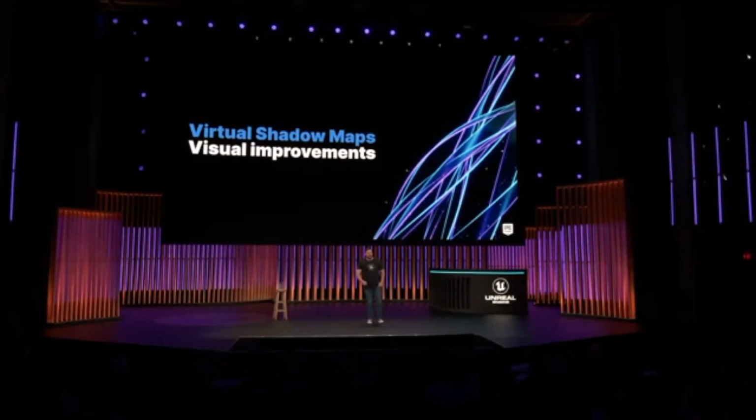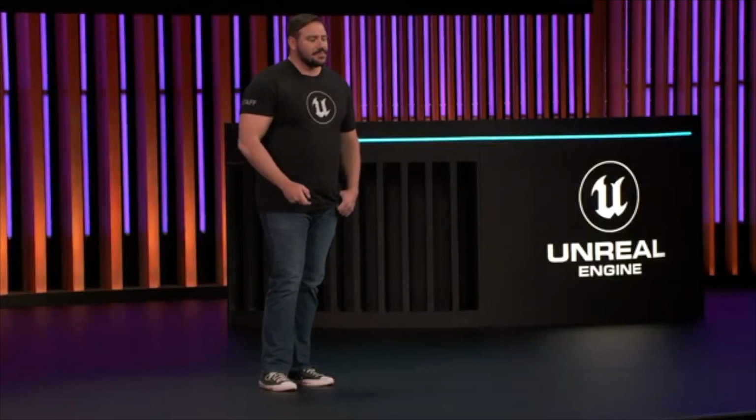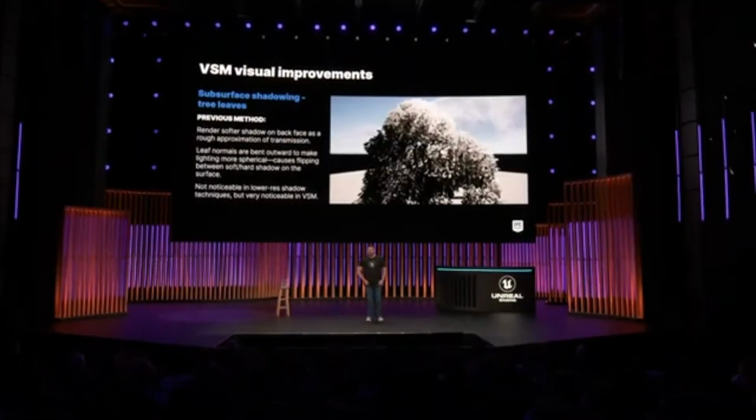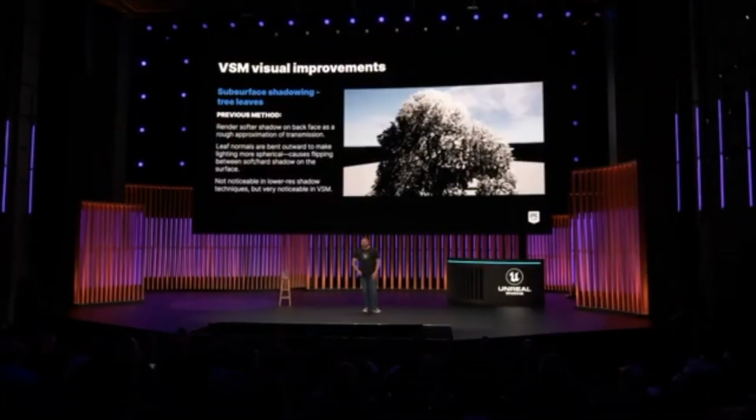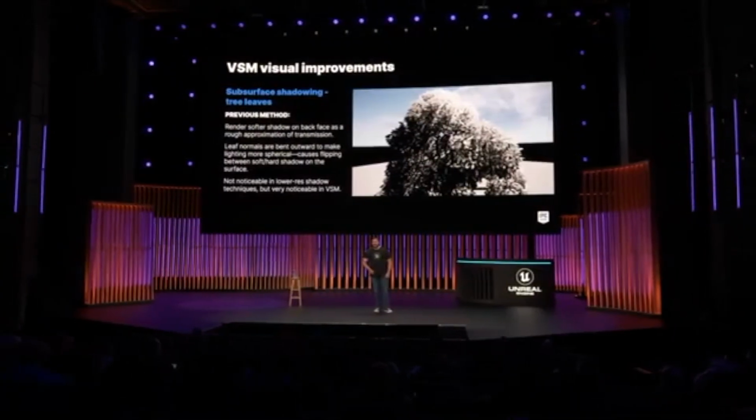Here are some of the things we did to improve the visual fidelity of virtual shadow maps. One thing that we improved was the shadowing of subsurface materials like leaves. Previously, we were rendering back faces with a softer shadow as a rough approximation of light transmission. However, for leaves, the normals are bent outward to make the lighting over the leaf surface more spherical. So this would cause the lighting terms to flip back and forth on the surface of the leaf, creating inconsistent shadowing. The artifacts were not very noticeable on lower-res shadow techniques with heavy filtering, but they were pretty glaring on VSM.